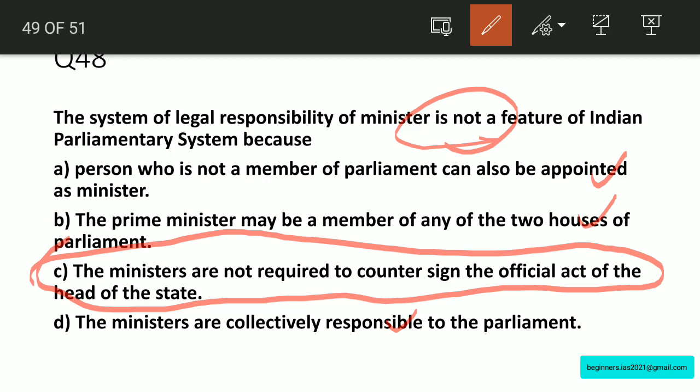In Britain, every order of the king for any public act is countersigned by the ministers. If the order is in violation of any law, the minister would be held responsible and would be liable in the court. But unlike in Britain, the ministers in India are not required to countersign the official act of the head of the state. It is not required that an order of the president for a public act should be countersigned by the ministers. So therefore it is not a feature of the Indian parliamentary system.